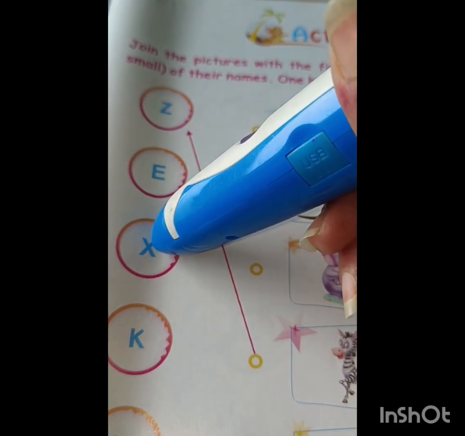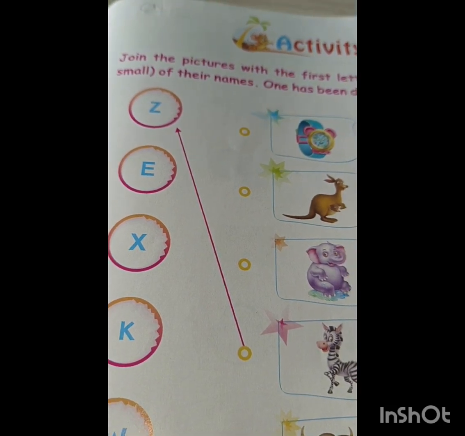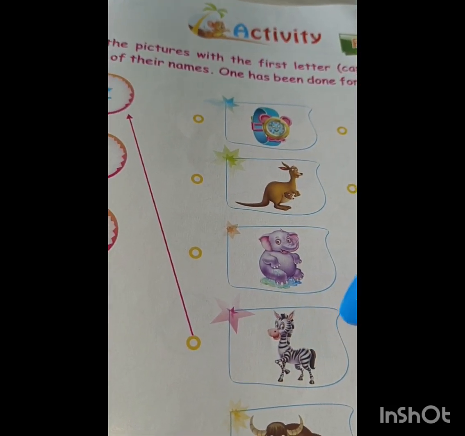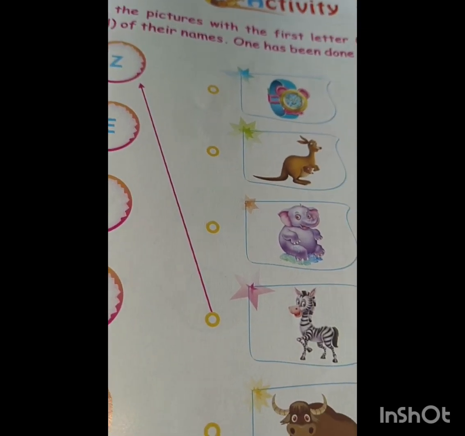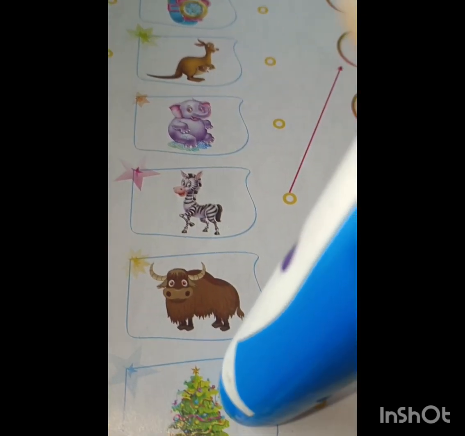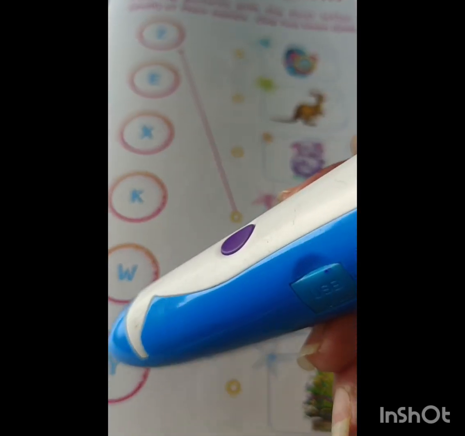Which letter is this? X. Match with the right picture. Zebra. No, it's wrong. Oops. X. Xmas tree. Which letter is this?